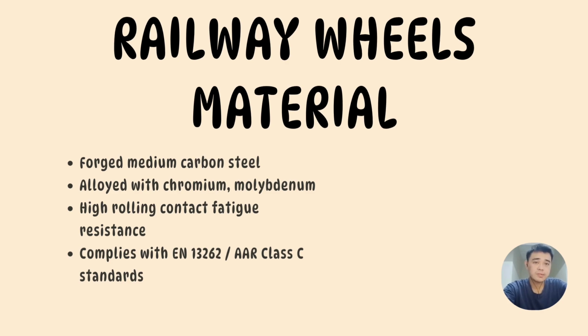Railway wheels use forged medium carbon steel with added alloying elements to improve toughness. Standards such as EN 13262 and AAR Class C ensure the wheels meet the safety and performance requirements, including fatigue and thermal resistance.